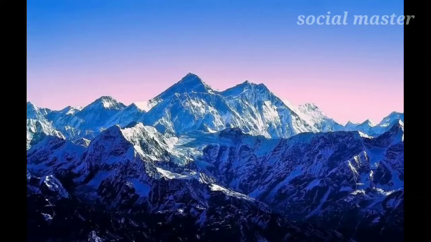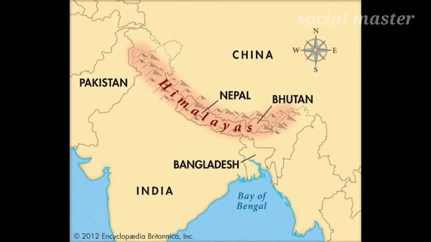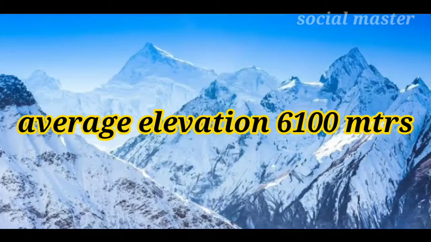The Himalayas comprise three parallel ranges. These ranges are separated by deep valleys and extensive plateaus. Among the three parallel ranges, the northernmost range is known as the Greater Himalayas, also called Himadri. This range is the most continuous, consisting of the highest peaks, with an average elevation of about 6,100 meters above mean sea level.